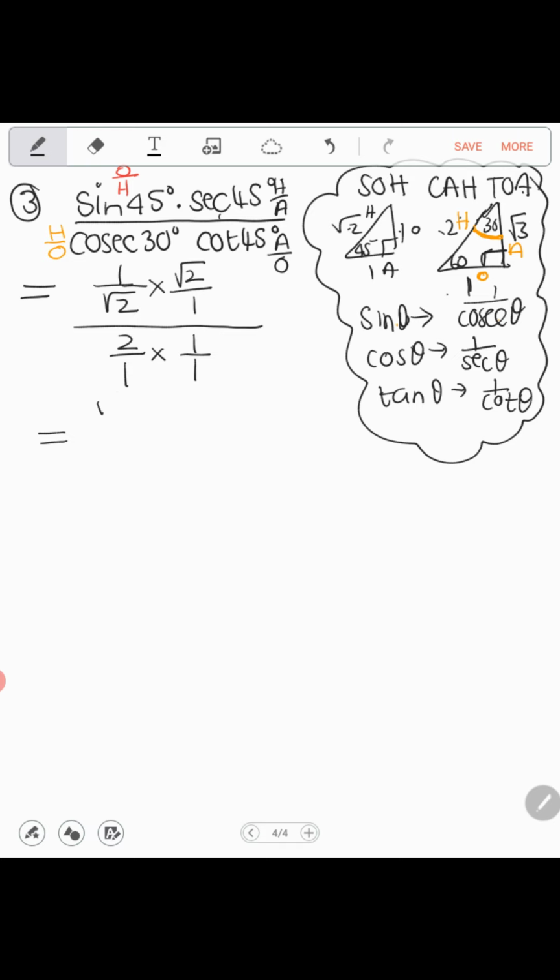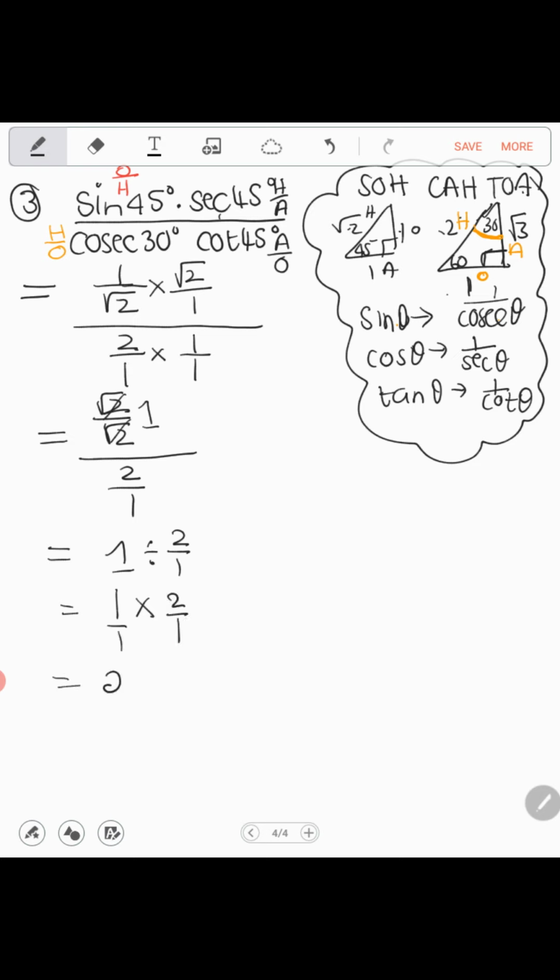Alright, so now we multiply. Root 2 over root 2, or you could cancel them, it's up to you. And at the bottom, you've got 2 times 1 over 1 times 1, which is 1. Alright, so I'm going to cancel these to give me an answer of 1 at the top, divided by 2 over 1 at the bottom. So it's 1, change your division to multiplication, invert the fraction afterwards, and you're going to have 2 over 1, which is 2. Right, so that's using your special angles.